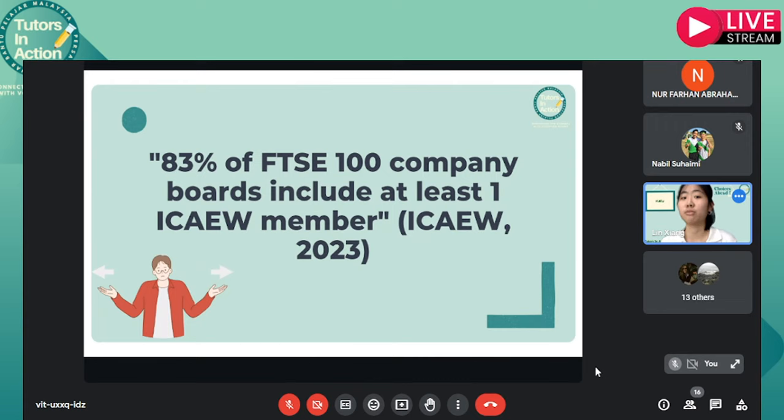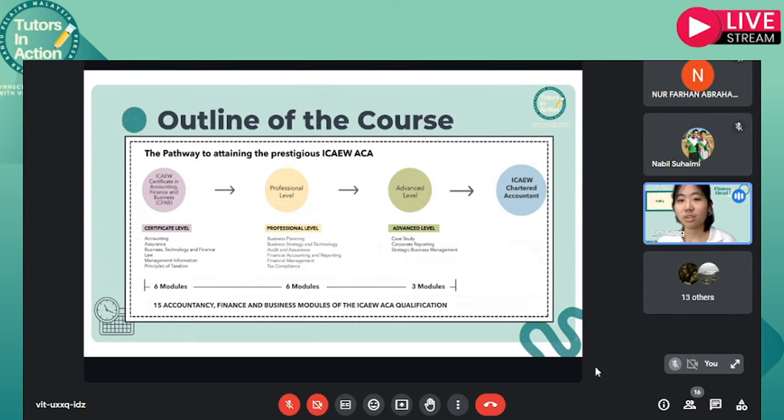Right, next slide. About the outline of the course: if you're starting from an SPM graduate, you would first do CFAB, which is the Certificate in Finance, Accounting and Business, and then you would move on to the professional level and the advanced level. It's 100% exam based. So if you pass, you pass. If you fail, you fail. You don't get any assignments or coursework to help you in that sort of way.